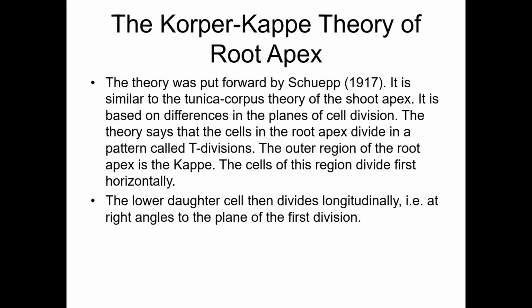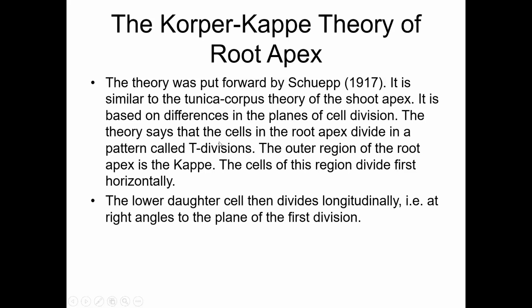Another theory, mainly for the root apex, is the Korper and Kappe theory. The tunica corpus theory is mainly for the shoot apex, whereas for the root apex this theory is accepted. This theory was put forward by Schuepp. It is similar to the tunica corpus theory of the shoot apex, and it is based on differences in the planes of cell division.